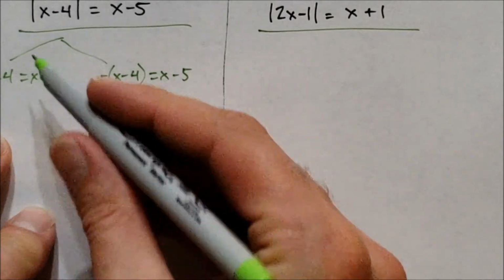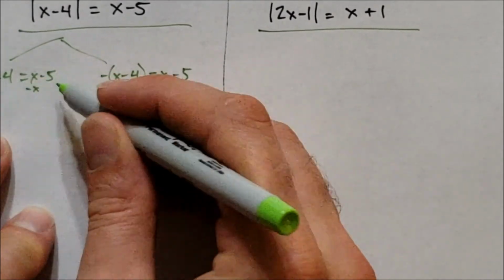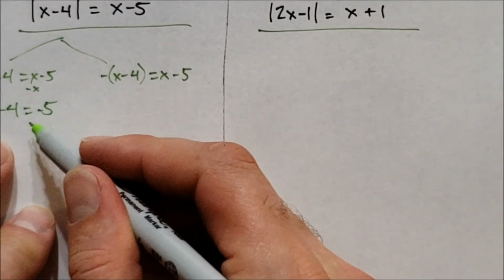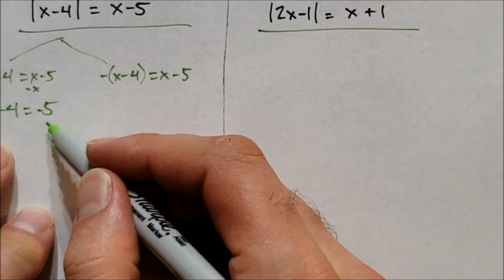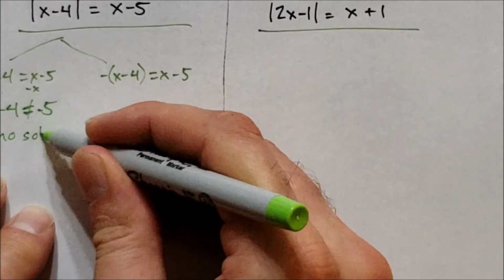Subtract x from both sides, and the x's cancel, so we have negative 4 equals negative 5. Even on your most favorite day of the week, negative 4 does not equal negative 5, so this tells us that there is no solution.